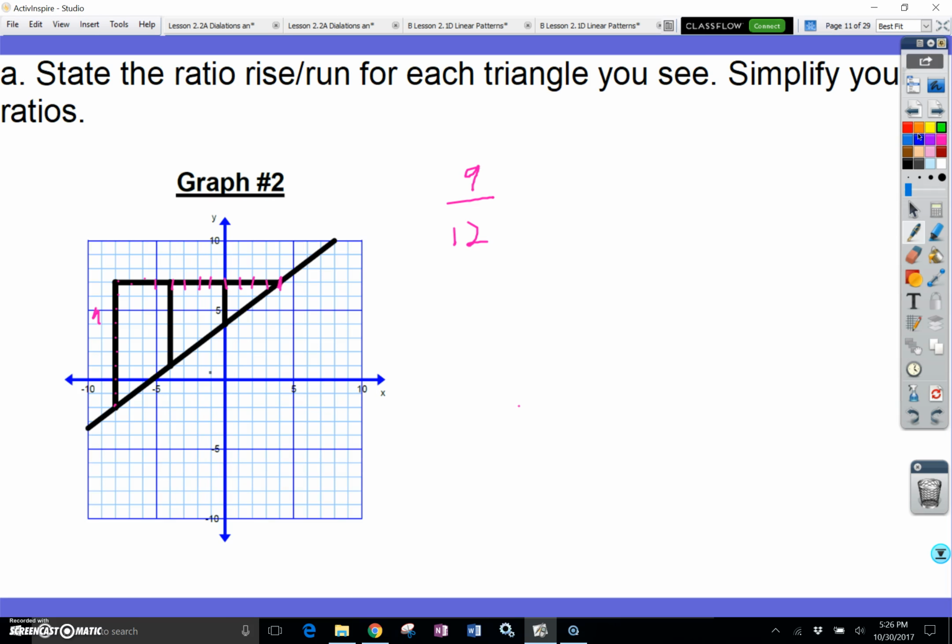So let's go and look at this one. Now before I do that, we're going to reduce this to positive 3 over 4. So now let's go ahead and look at this one. I go up 1, 2, 3, 4, 5, 6. I went up 6, and I go over 1, 2, 3, 4, 5, 6, 7, 8. And that is positive 3 over 4.